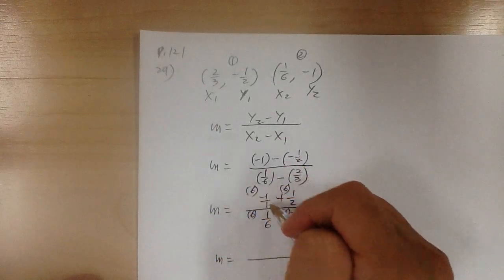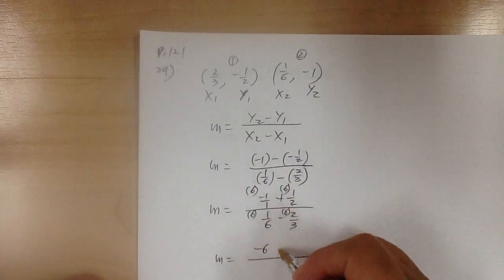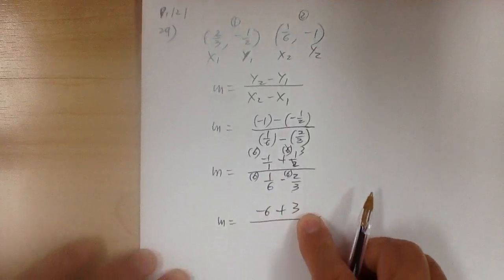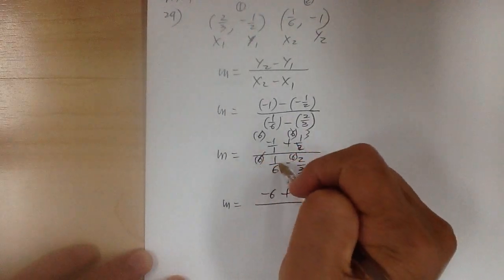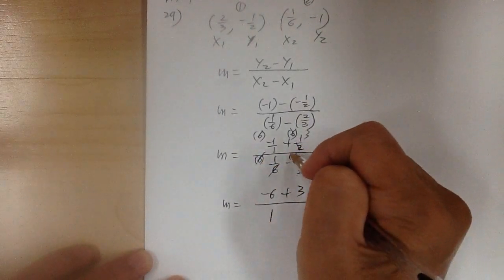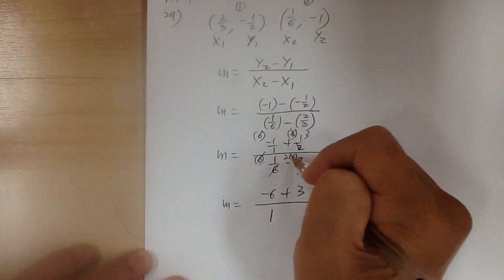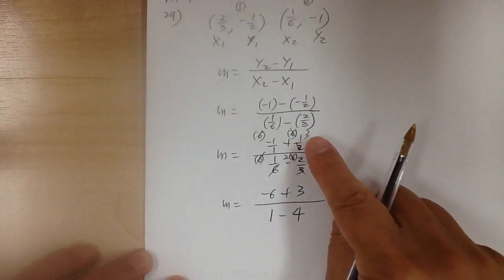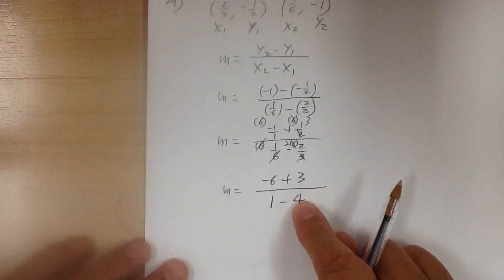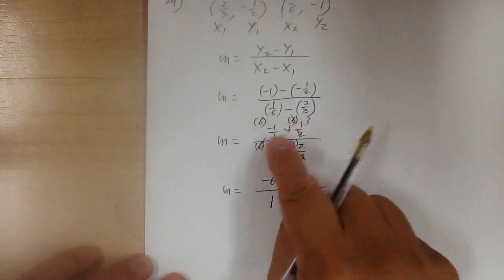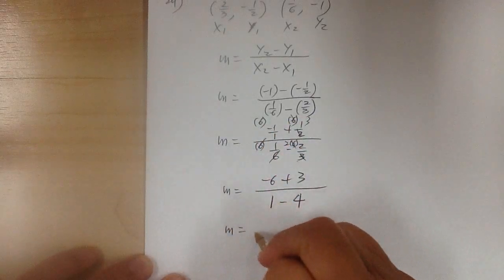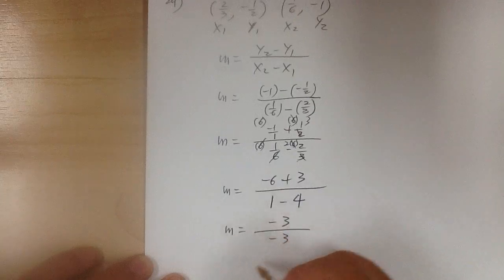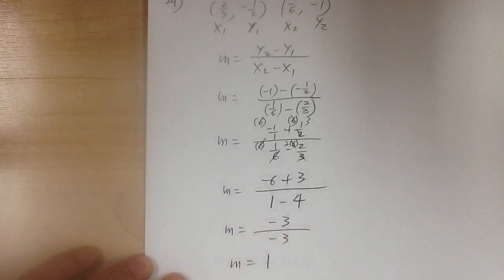So this one, when you multiply, you get -6. This one, 6 and 2 cancel out, so it becomes +3. Then over here, 6 and 6 cancel out, so it becomes 1. And over here, 6 and 3 cancel out, so you get 2. So 2 times 2 would be 4, so it would be -4. So that's how you go from a complex fraction into a simple fraction. Just multiply by the common denominator. And after that, you simplify. So this will give you -3 over -3. So m equals 1.